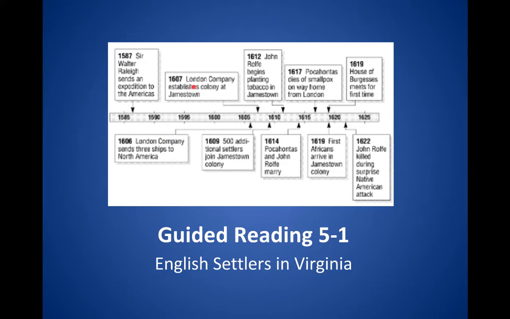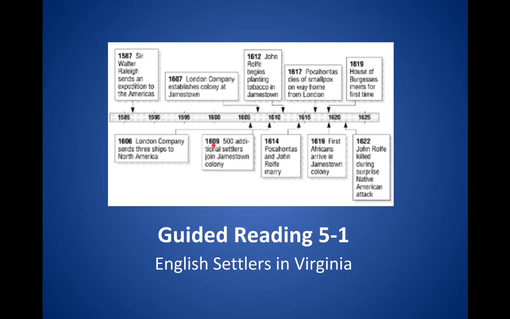Okay, so 1607, the London Company establishes the colony of Jamestown. You may have heard of Jamestown before. It was the first successful English colony in what is present-day United States. We've talked about how the Spanish have already established the colony of St. Augustine by this point, and the French have already established Quebec by this point. But Jamestown was the first successful English colony, and that it was in 1607.